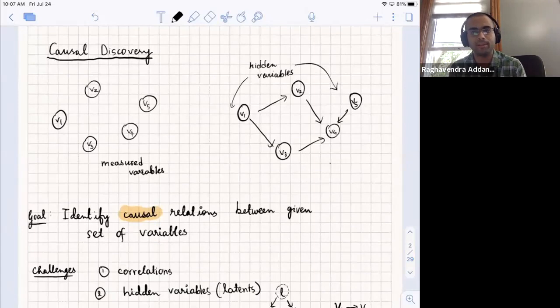So for the problem of causal discovery, we are given a set of measured variables. Here, those are represented by V1, V2, V3, V4, and V5. And we would like to identify all the causal relations which exist between them. A set of possible causal relations is given on the right side.